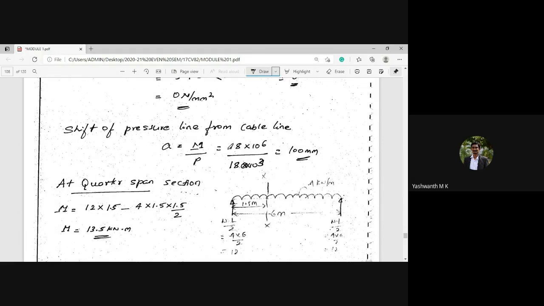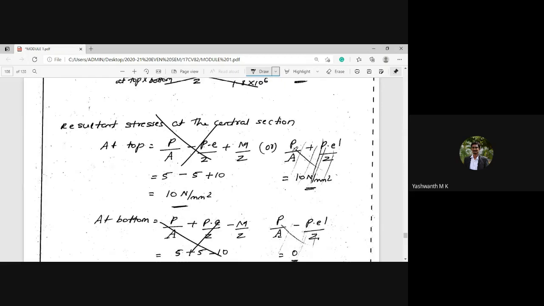Next, calculate the shift of the pressure line from the midspan, that is a is equal to M by P. We know M, we know P. So that is 18 into 10 to the power of 6 divided by P, which will give you 100 mm. So the shift of the pressure line from the central axis of the cable at midspan is 100 mm. Please note down.